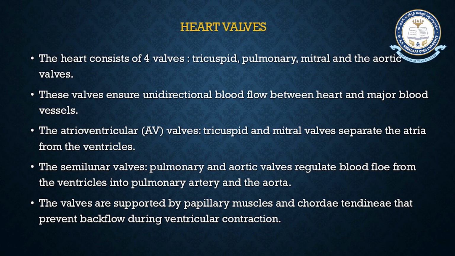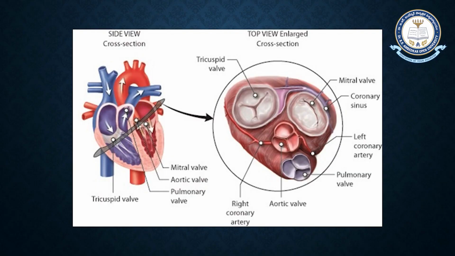Now starting with the heart valves. The heart consists of four valves, namely tricuspid, pulmonary, mitral and aortic. These valves ensure unidirectional blood flow between the heart and the lungs, and the heart and the major blood vessels. The semilunar valves, which are the pulmonary and the aortic valves, regulate blood flow between the ventricles and the pulmonary artery, and also the ventricles and the aorta. The valves are supported by papillary muscles and chordae tendineae that prevent backflow during ventricular contraction.